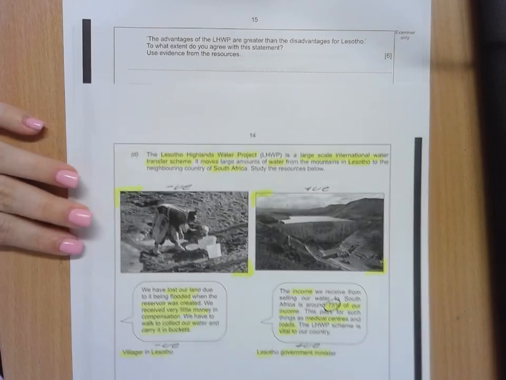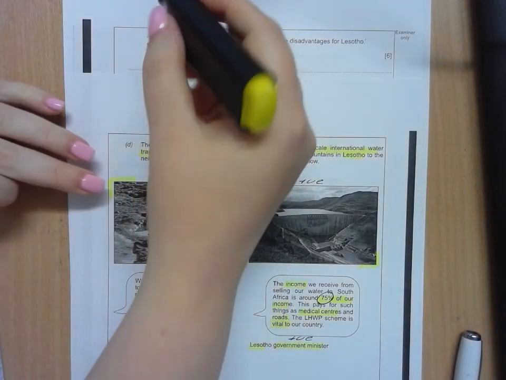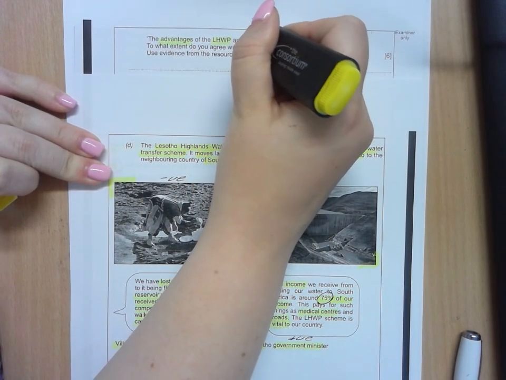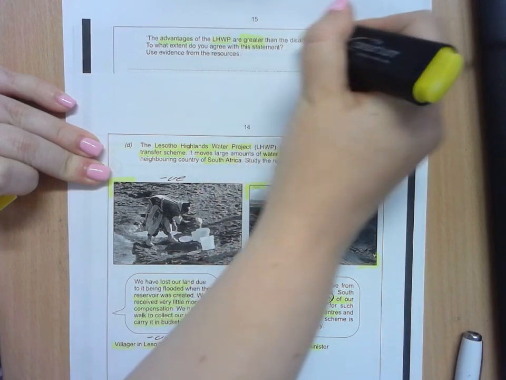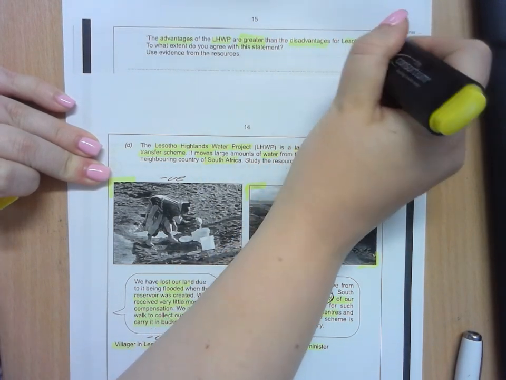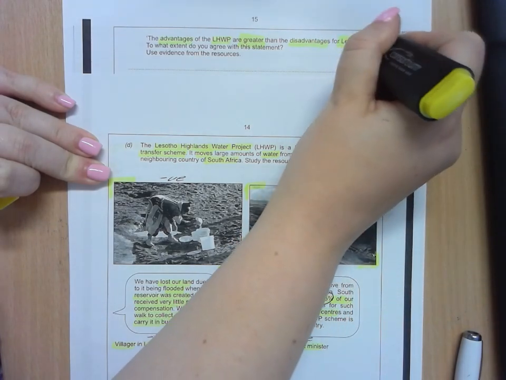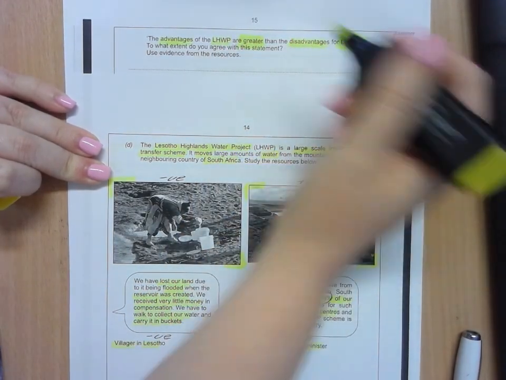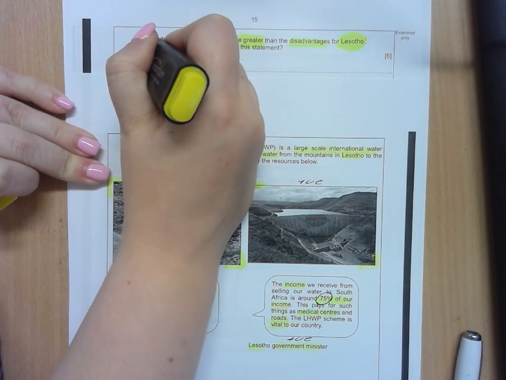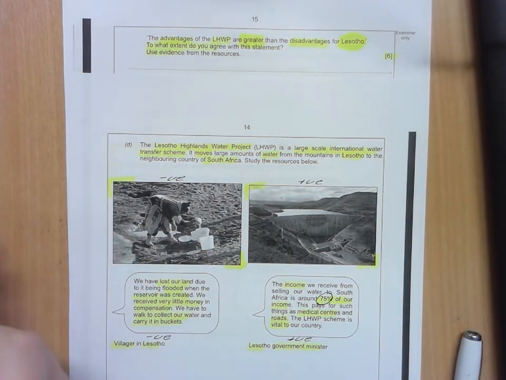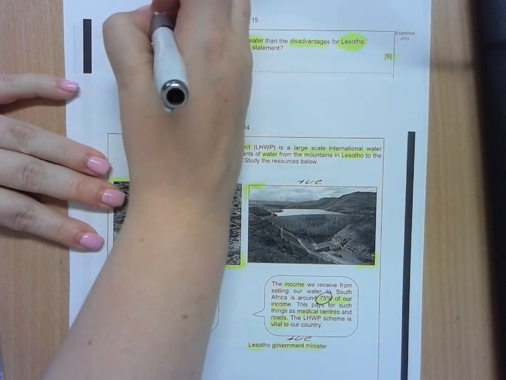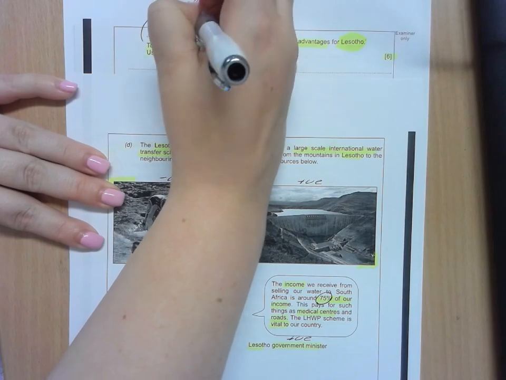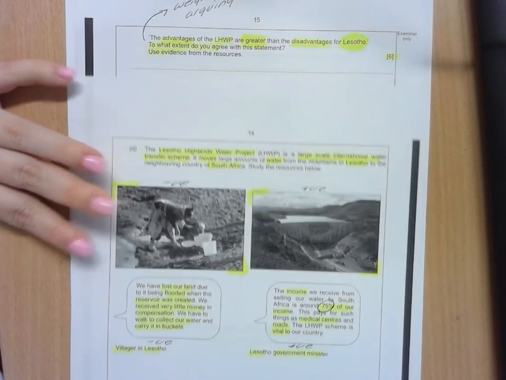Okay, and the reason why I'm saying that is because the question says the advantages of the Lesotho Highlands Water project are greater than the disadvantages for Lesotho. Okay, so we're focusing on Lesotho. The advantages are greater than the disadvantages. To what extent do you agree? Use evidence. Now, we have practiced these so much. To what extent do we agree? We're weighing up. We are arguing. Okay? Yes, we agree. No, we don't agree.